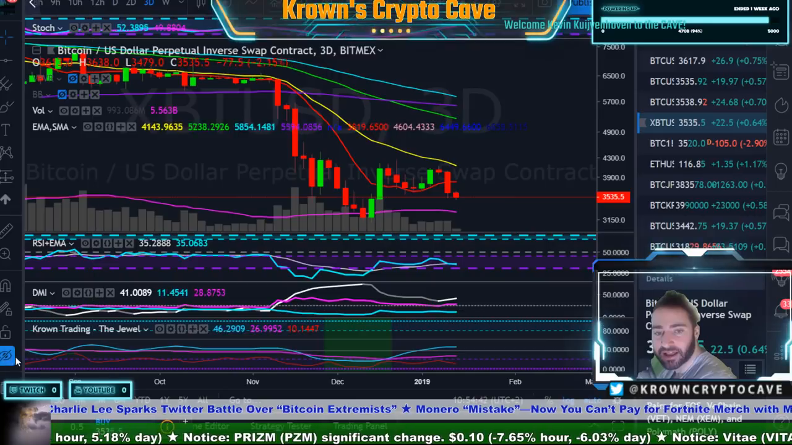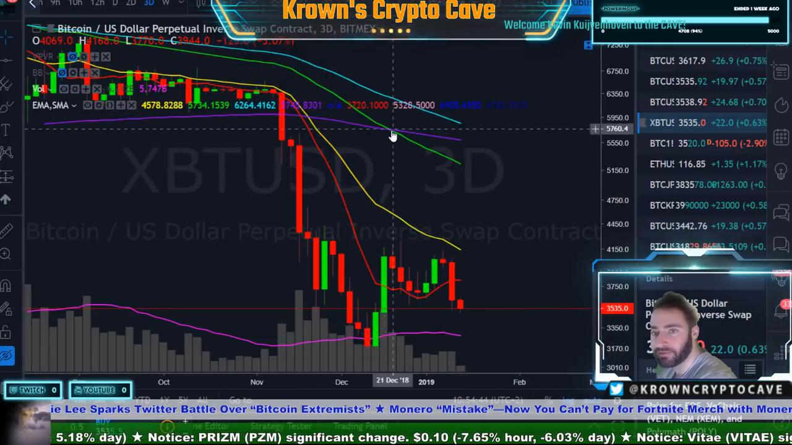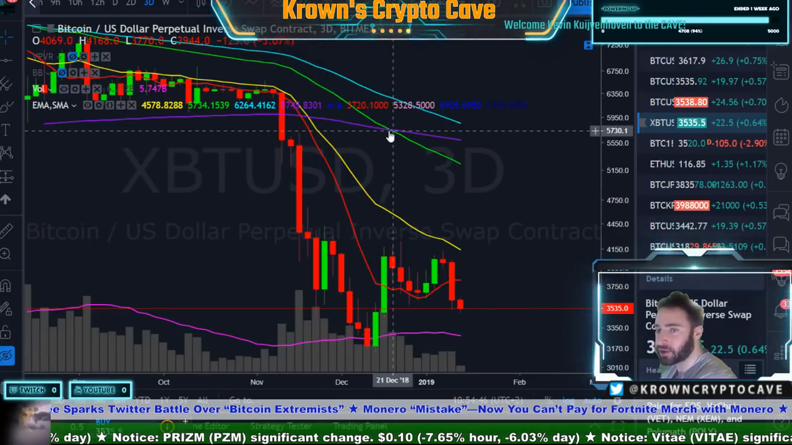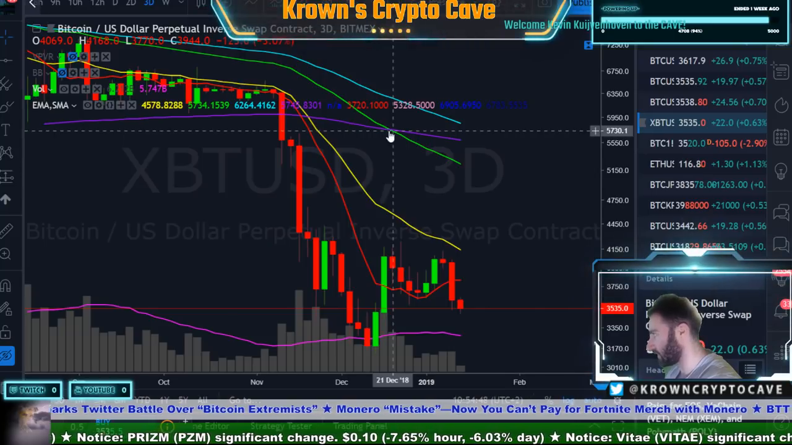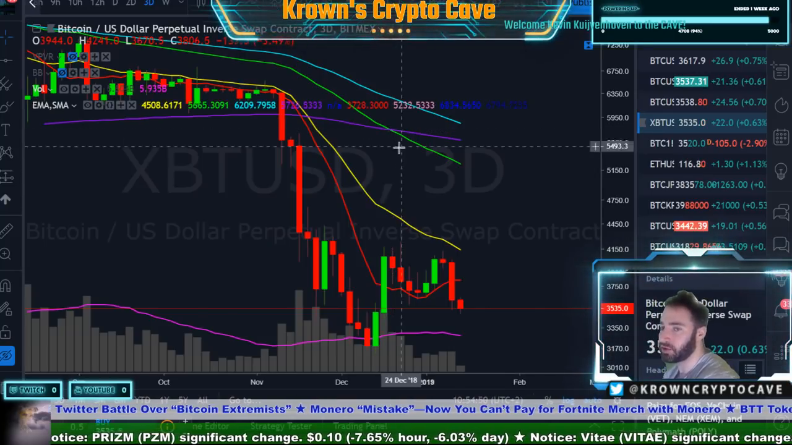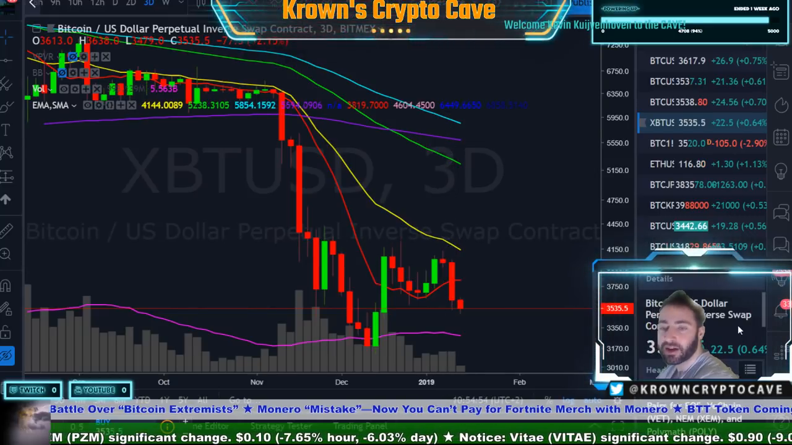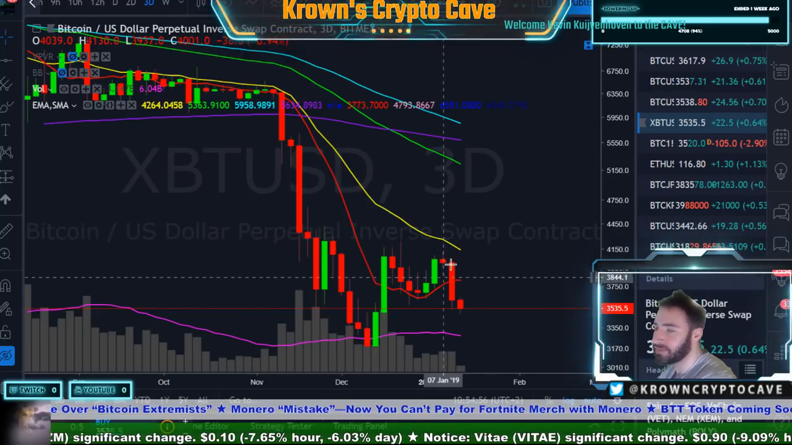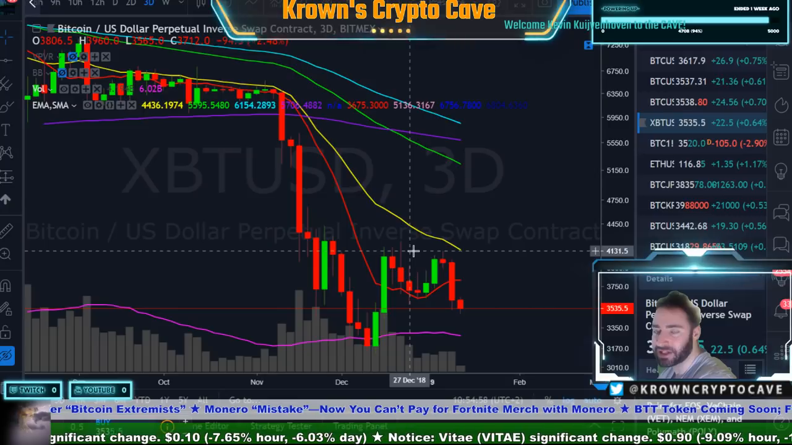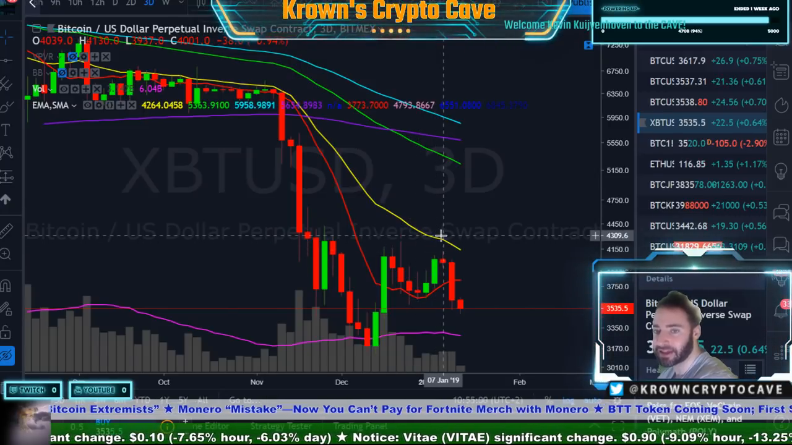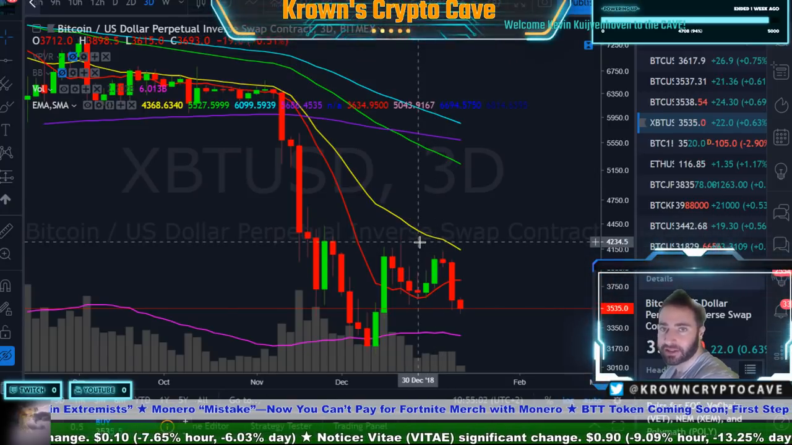Again, in a more simplistic view of looking at this, 3 day time frame right over here, 55 exponential crossing the downside of the purple 200. As long as you're living below the 21 and respecting that as resistance, which Bitcoin can't even touch, there's no reason to be even thinking about longs or anything like that.